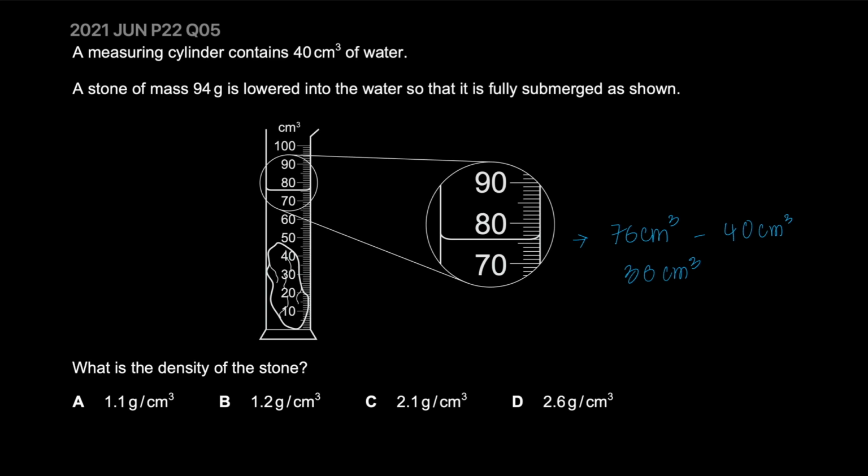So now I want to figure out the density, which is going to be the mass of this stone, which is 94. I'm double checking because all my answers are required to be in grams per centimeter cubed, so I don't need to convert anything. Happy with this. Divide that by 36. I'm getting my answer as 2.6 grams per centimeter cubed. D is the answer.